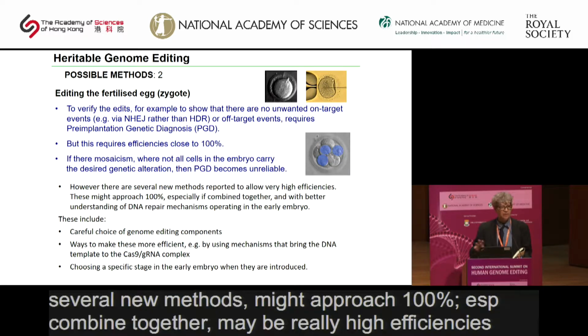So broadly, these new methods involve careful choice of genome editing components, ways to make them more efficient. For example, if you're going to use homology-directed repair and have a template, ways of bringing the DNA template to the Cas9 guide RNA complex. And then also choosing the right stage in the early embryo when you should do this modification, because that may be critical.